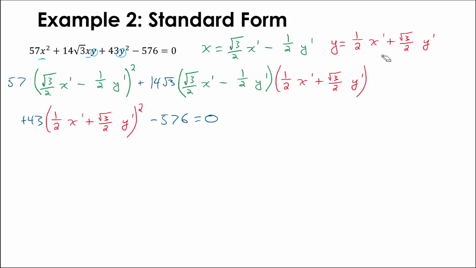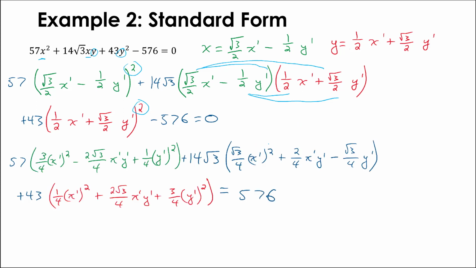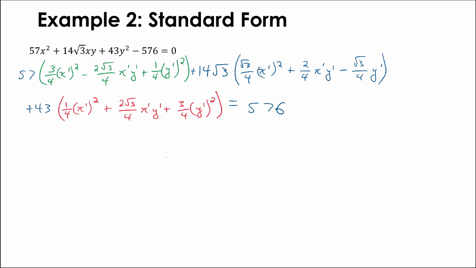Big long process here. Then we can start to FOIL out our binomials, and take care of these squares by expanding these two terms in parentheses. It just keeps expanding out our equation. But now we're working with x primes and y primes instead of x's and y's, which is the goal that we're going for. So this is the equation that we're working with.